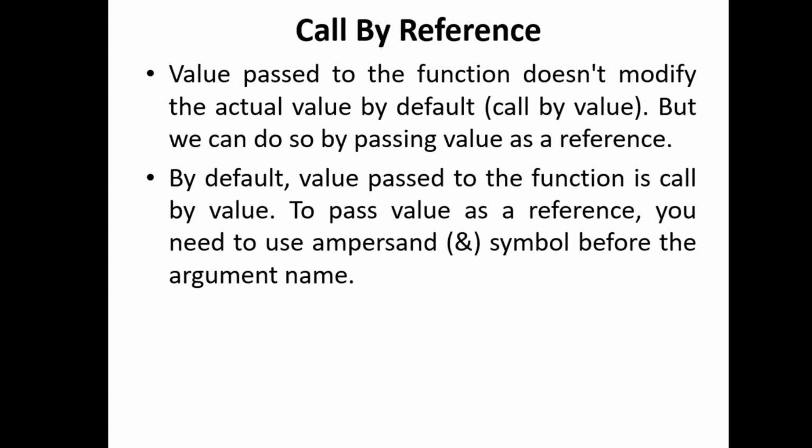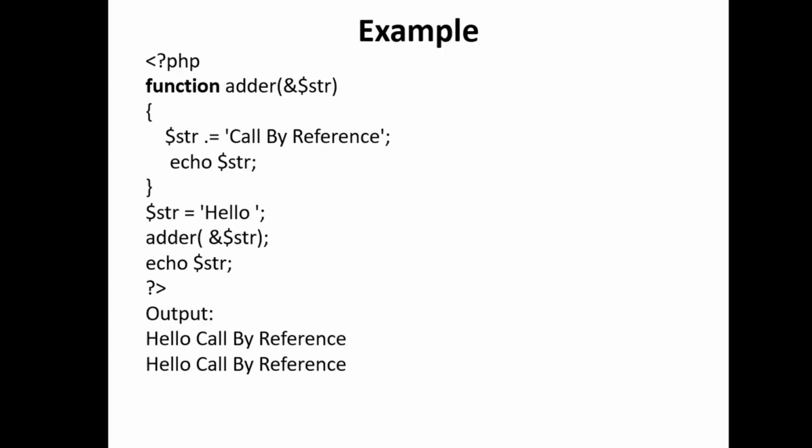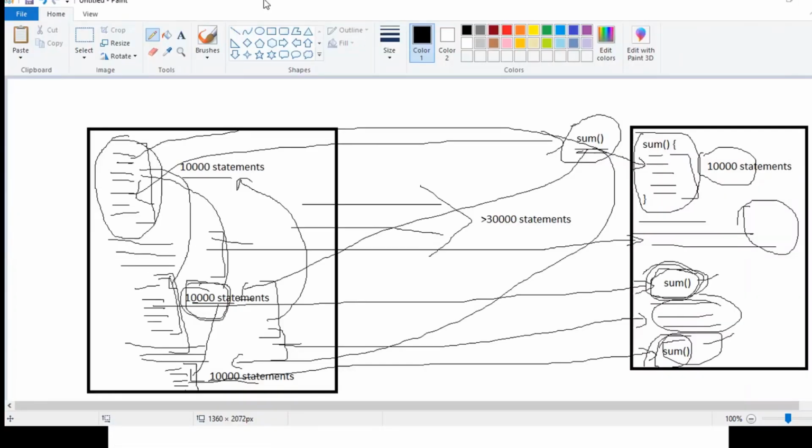Then call by reference. The value passed to the function does not modify the actual value by default. By default, the values in PHP are passed by value, not by reference. But we can do so by passing value as a reference as well. To pass value as a reference, you need to use the ampersand symbol before the argument name. If you do not use the ampersand, that is called by value. So by default in PHP, it is called by value itself.